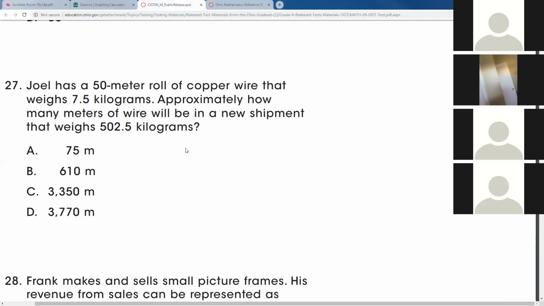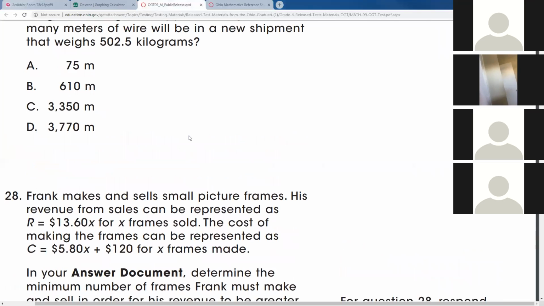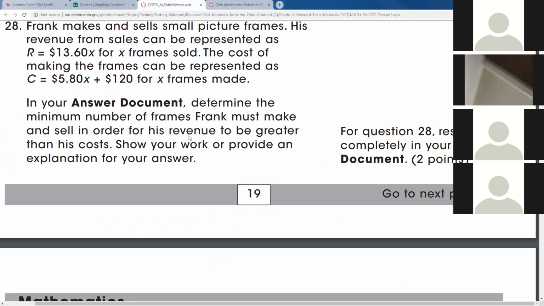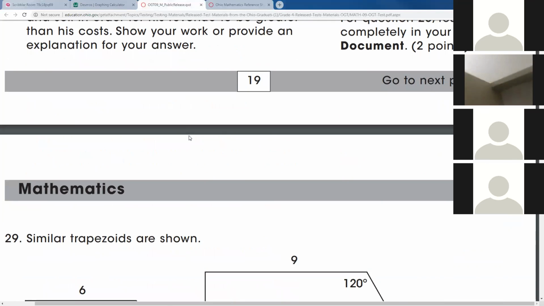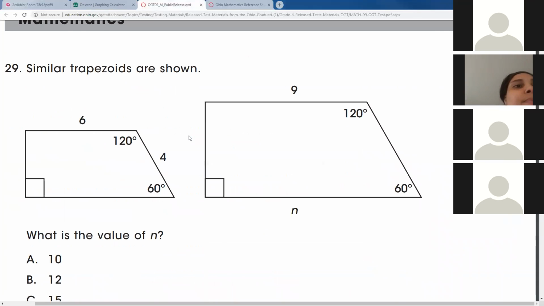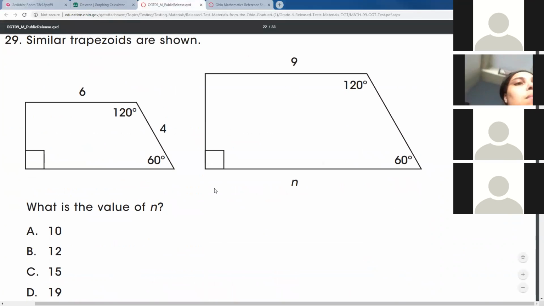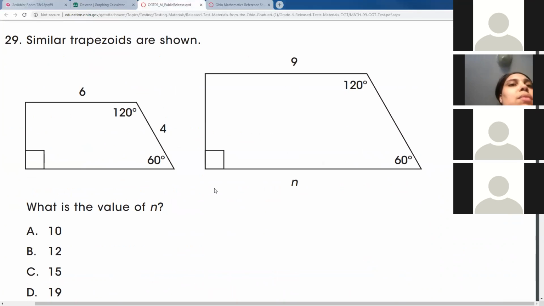Okay, so, nope, actually that's not geometry. I thought that one was geometry, but it's not. Here's another geometry. Similar trapezoids are shown. So we talked about trapezoids being the name of this kind of shape. The top and bottom lines are parallel. The other two lines kind of do whatever they want. So what is the value of n?